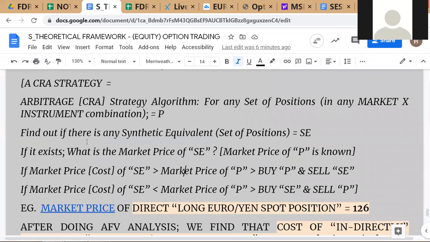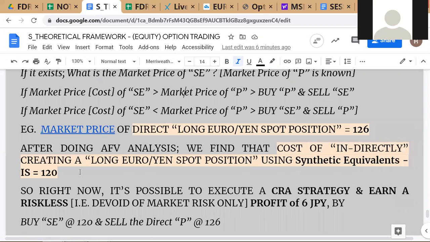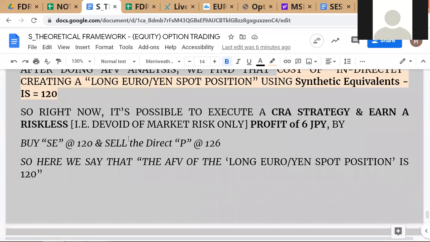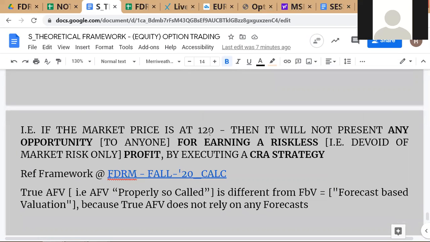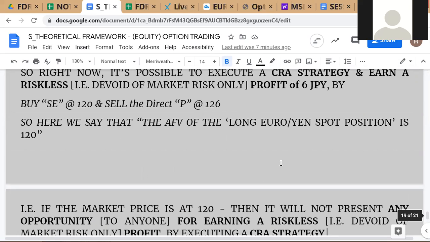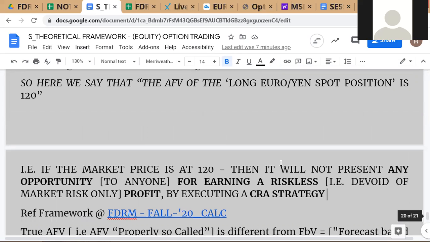So that's why we say, repeating, that the AFV of the long euro yen position is 120. If the market price is set to the AFV of 120, then it is not going to present any opportunity for earning a riskless profit by executing a CRA, because the synthetic equivalent is 120, market price is also 120, so you can't make any profit. Okay, so that's the whole idea.